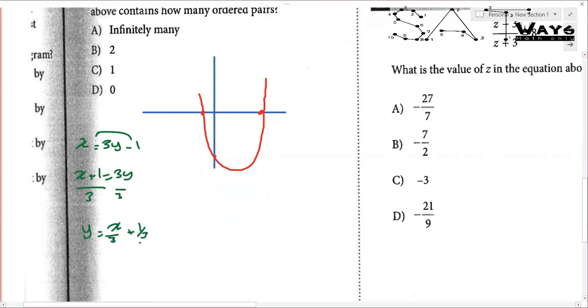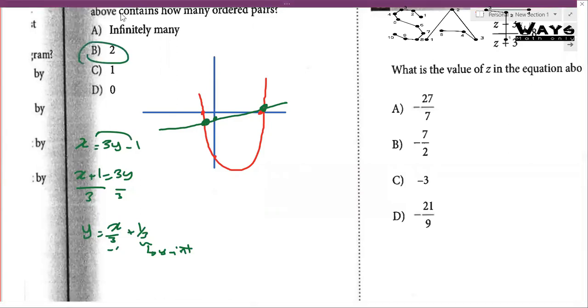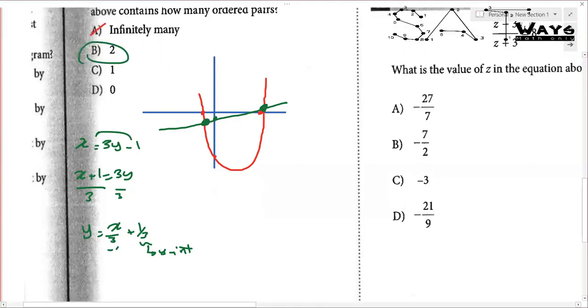So we have a y-intercept of 1 over 3, and we have a positive slope. So maybe the y-intercept is here, and the positive slope is like this. So we have two points of intersection, which means two solutions. From the first look, we can eliminate this one because it's impossible to get two solutions from a parabola and a line. Okay.